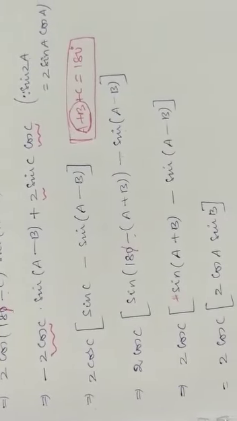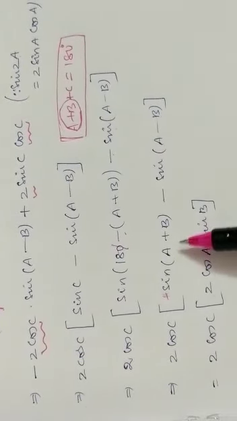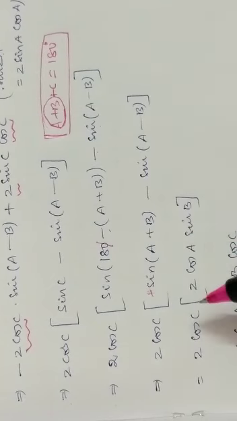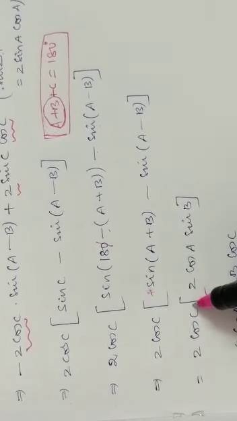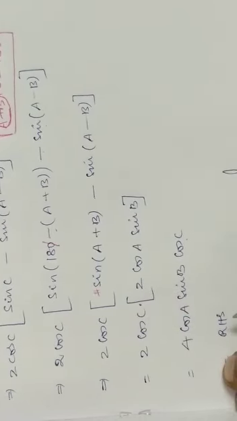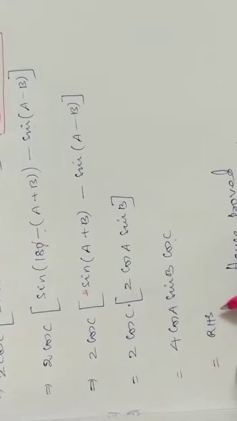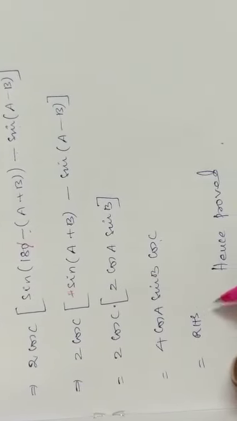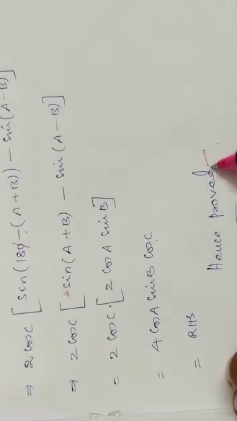If you observe, this is a direct formula. Sin(a plus b) minus sin(a minus b) is a direct formula. What is that? 2 cos a sin b. 2 cos a sin b is the direct formula for this. This is in multiplication, so 2 times 2 is 4 cos a sin b cos c. That is itself the RHS. We have considered LHS and proved RHS. So hence proved.